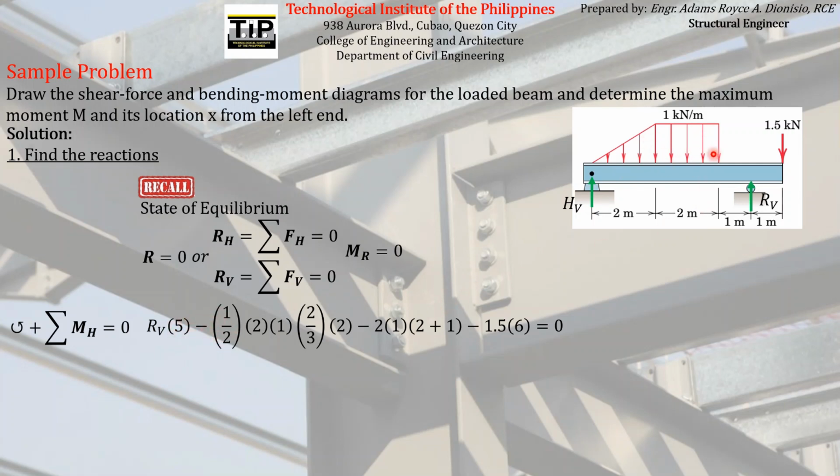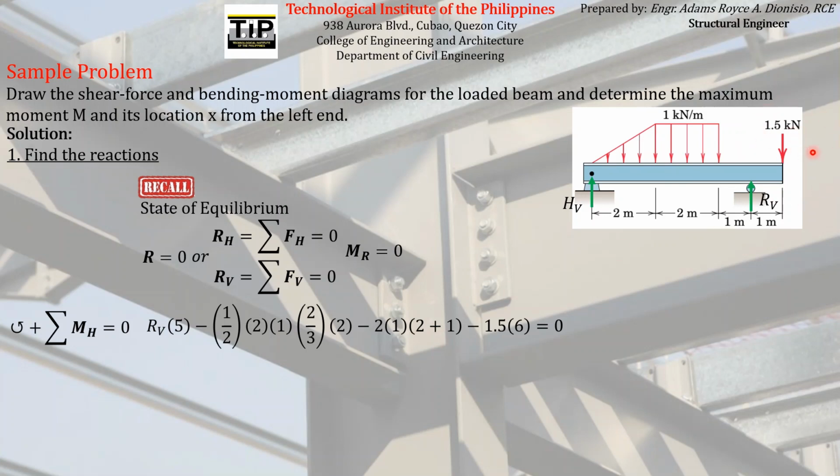And then take the moment of this rectangular load about point H, so that the moment is just equal to the area of this rectangular load, which is just equal to base times height, times the moment arm, which is half of this plus this, so 2 plus 1.